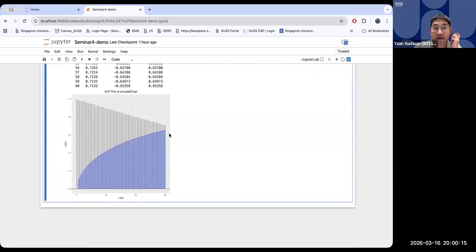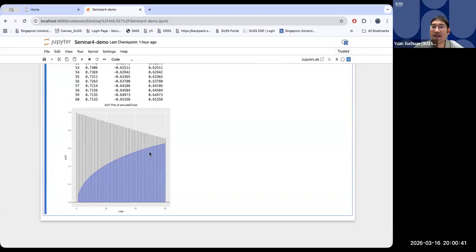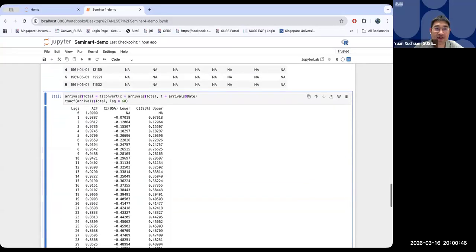If you look at this up to lag 60, the ACF is still significantly different from zero, not within two standard deviations, right? So not within this blue area. So it means we can say it decreases or decays slowly, right? So clearly there is a trend in this time series.